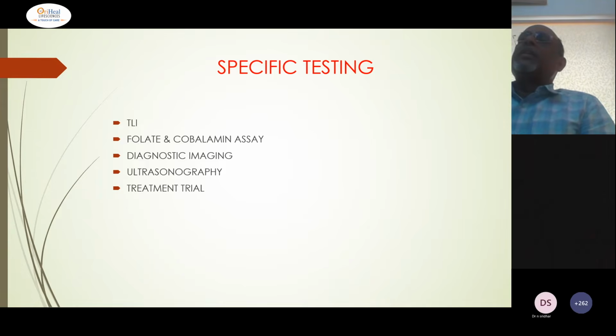Specific testing for small intestinal diseases is trypsin-like immunoreactivity to diagnose exocrine pancreatic insufficiency. Folate and cobalamin assay is usually done to diagnose malabsorption and SIBO, small intestinal bacterial overgrowth. It's also useful in finding out malabsorption.